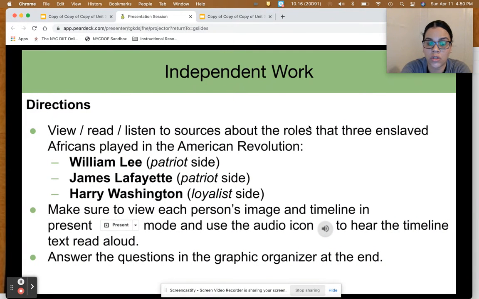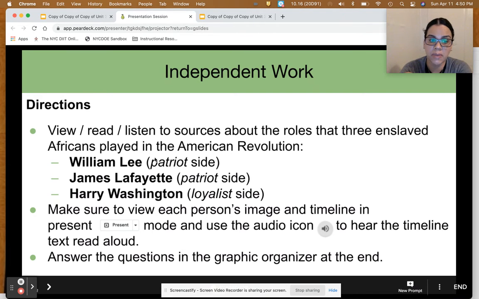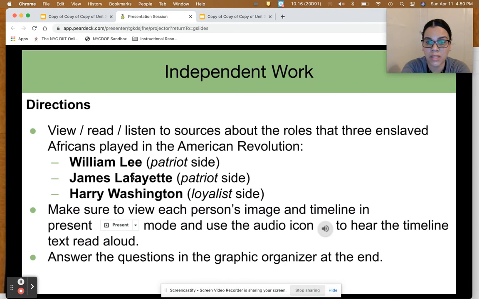During independent work, students should be in heterogeneous groups because they're going to be analyzing the perspectives of 3 enslaved Africans: William Lee, James Lafayette, and Harry Washington. They're going to be reading and analyzing a timeline. It's important for them to be working together. There are guiding questions posed that would help them access the grade level content and discuss their ideas before completing the activity.